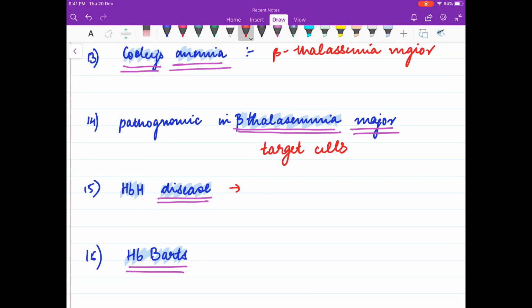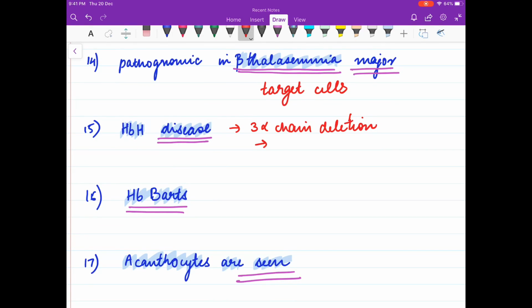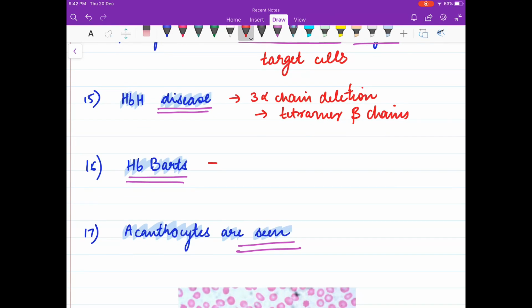HbH disease is by 3 alpha chain deletion. And it results in tetramer of beta chains. Hb Barts is 4 alpha chain deletion. And it results in gamma 4 chain polymer.